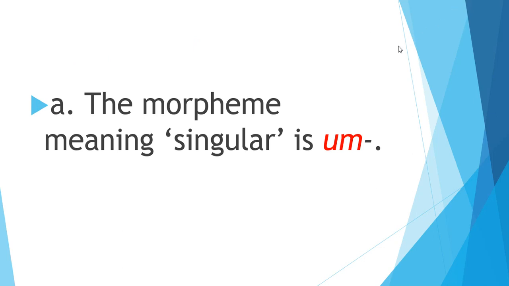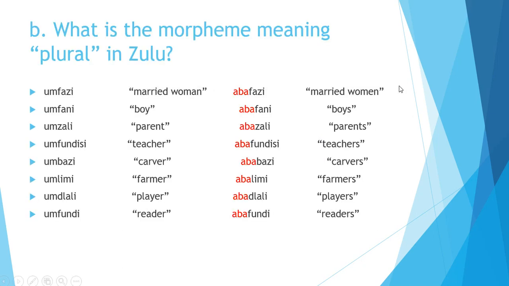Now let's see the second question. What is the morpheme meaning plural in Zulu? Well, we use the same strategy here. We look at the words in plural in English. In this case, it is this list over here. Married women, boys, parents, teachers, carvers, farmers, players, readers. All of these words are in plural.